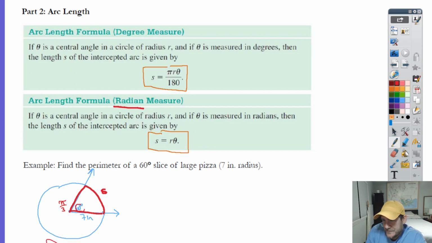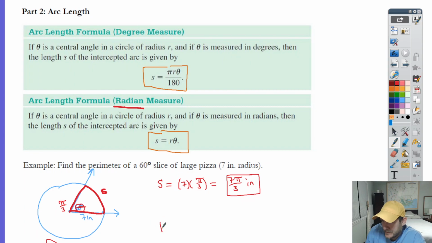So if the central angle here is pi over 3, that's theta. When you see theta, it's talking about that central angle, because the measure of the central angle equals the measure of the arc. But what we want is the length of the arc. So s is going to be our 7-inch radius times our pi over 3 radians. And there's not much to do here. It's literally going to be 7 pi over 3 inches.